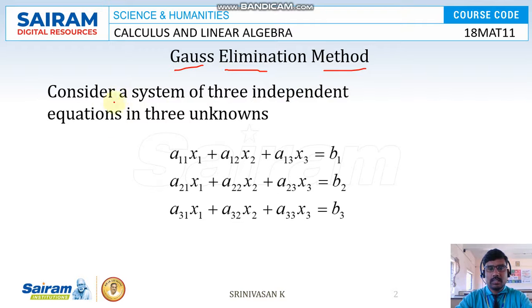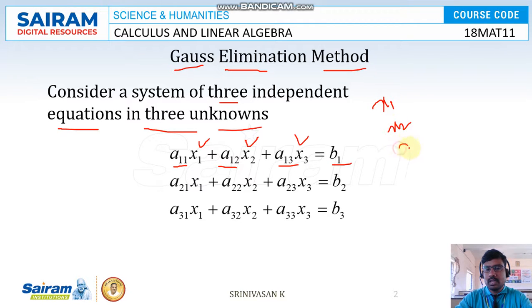So consider a system of three independent equations and three unknowns. The unknowns are x1, x2, x3, and a11, a12, a13, and b1 is a constant. By using the Gauss elimination method, how to find the values of x1, x2, and x3, we will discuss in this video.